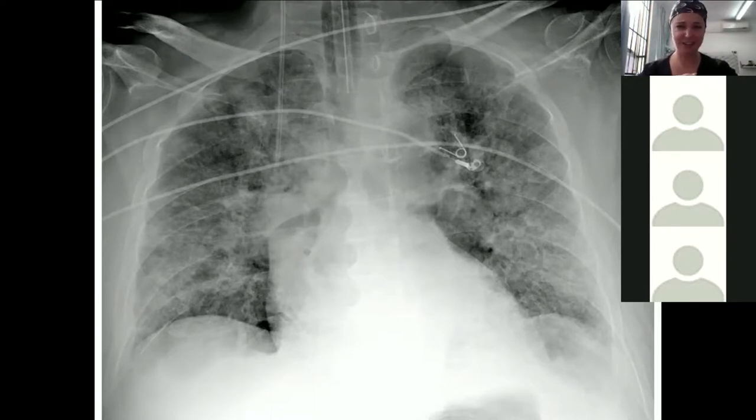Lung fields look just disastrous. There's this patchy infiltrates bilaterally throughout both lung fields. And again, this is typical of COVID. So we're seeing a lot of this in the emergency department. Circulation, that cardiothoracic ratio looks big. I think this is probably an AP chest x-ray.